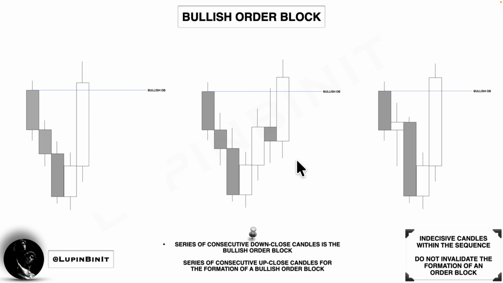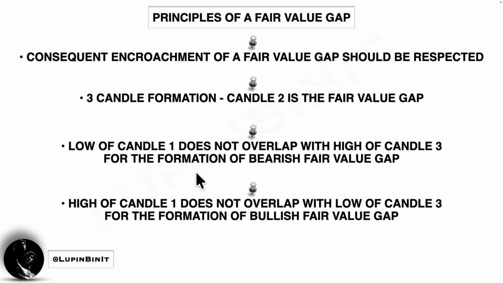And then just taking a look at the bullish order block, simply being the exact opposite of the bearish version. So we have a series of consecutive down close candles, and this is your bullish order block, and then a series of up close candles for the formation of the bullish order block, closing above the series of these down close candles. So moving on away from order blocks and taking a look at the principles of a fair value gap.